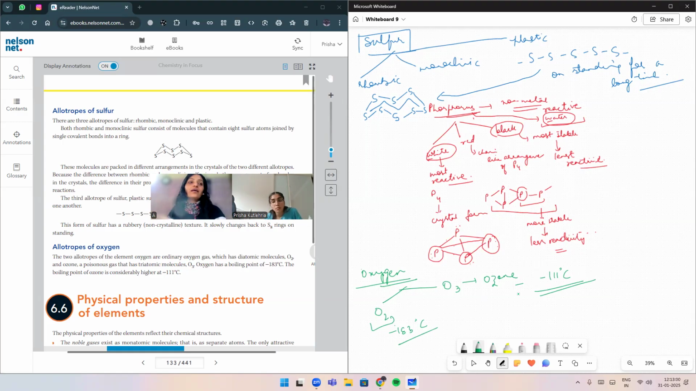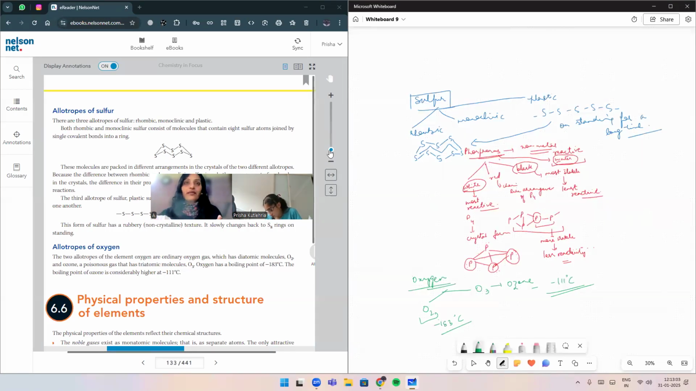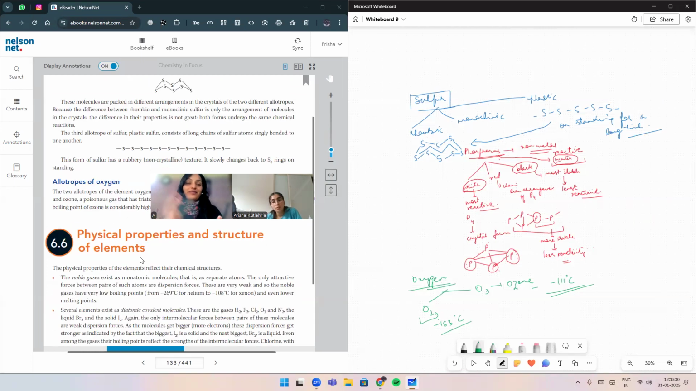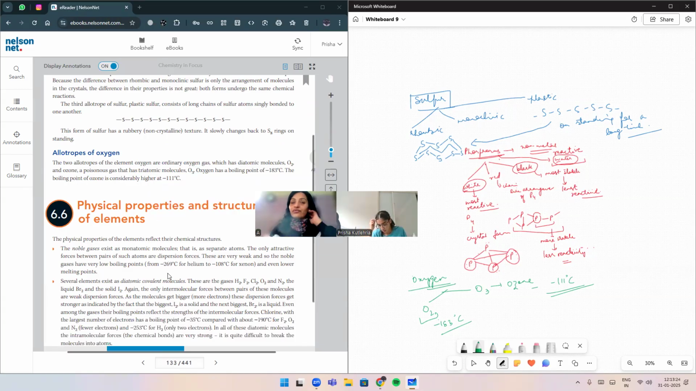Okay, so we have around four elements which are showing allotropism: carbon, phosphorus, sulfur, and oxygen. And you have to remember each and every allotrope of every element. Okay. Now, if I talk about the physical properties of elements and their structure, what do we conclude from that? See, noble gases exist as monoatomic elements or molecules, right?